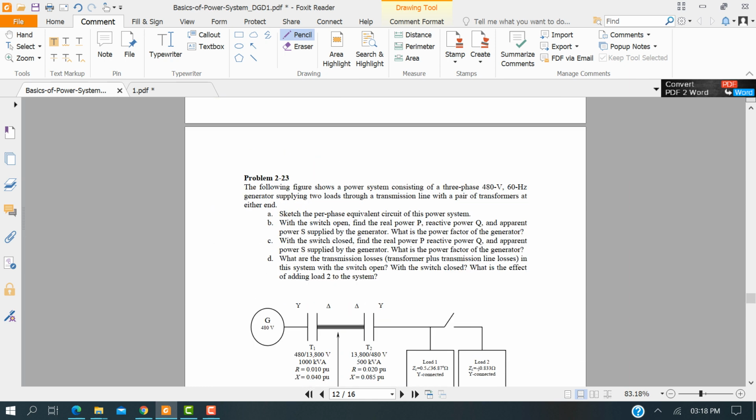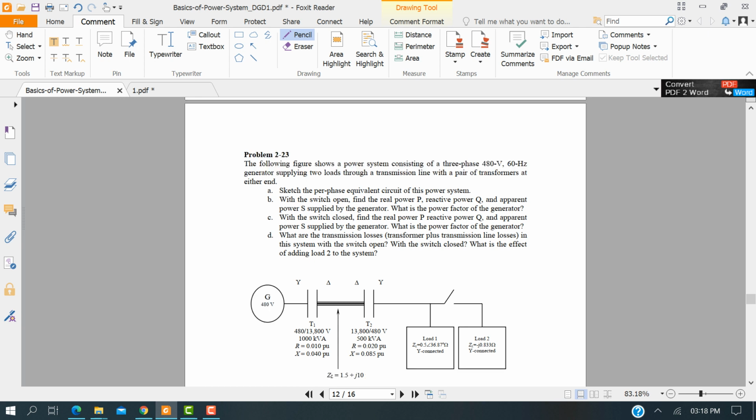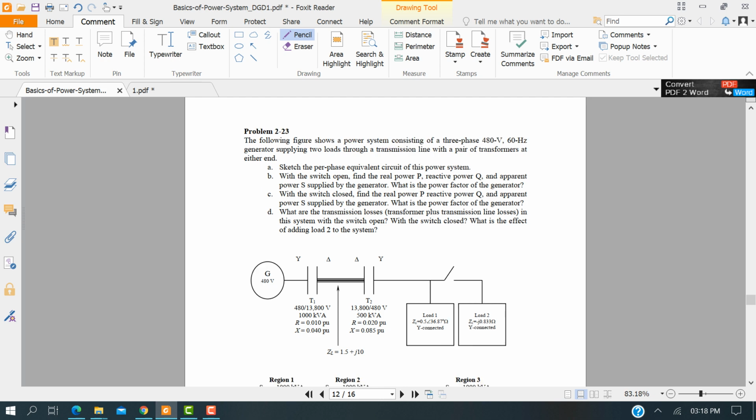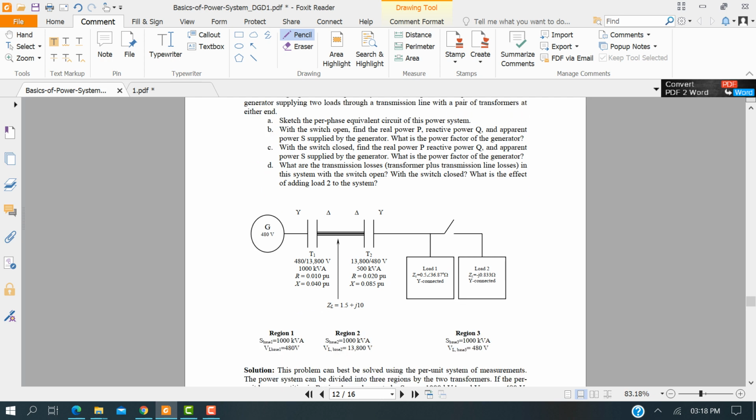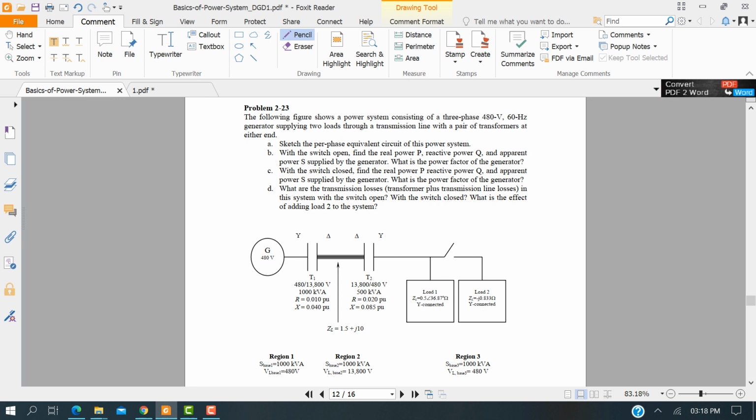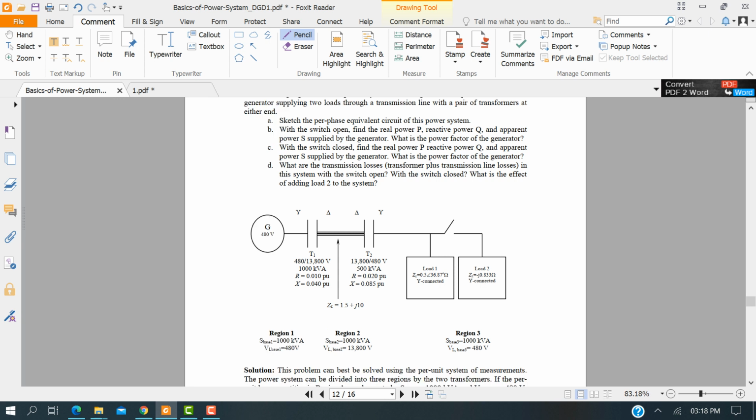Now I will discuss the problem for our first DGD. Here the problem is given, and the figure is given. This is a three phase circuit, and we have to draw the per phase equivalent diagram. So let's see the diagram first.